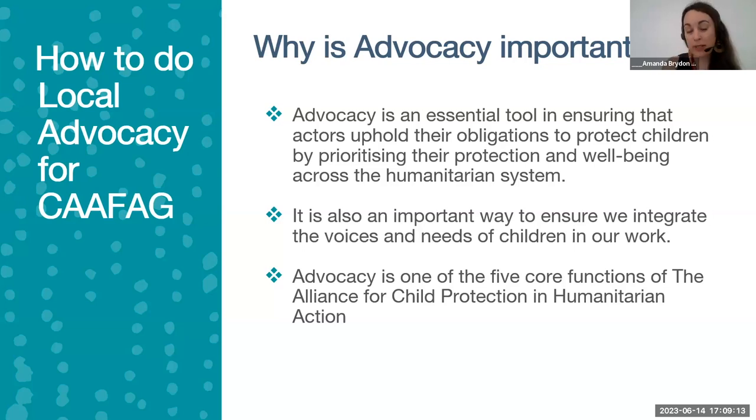Importantly, particularly because this is the Alliance annual meeting for 2023, I want to flag that advocacy is one of the five core functions of the Alliance for Child Protection and Humanitarian Action. So it's recognized that it's a critical component in achieving protection for children in humanitarian response. And we have this advocacy working group where we're looking to progress objectives and that protection for children across humanitarian action.